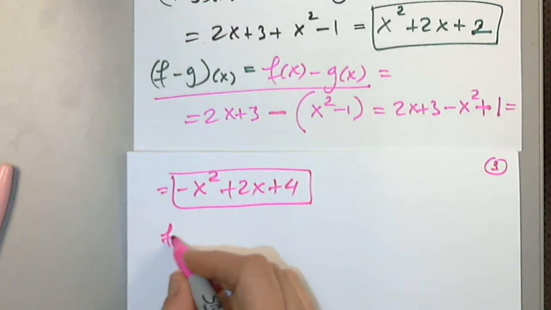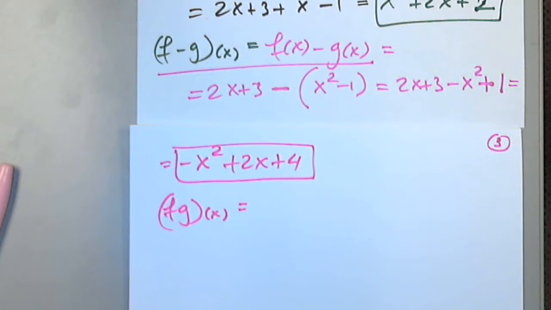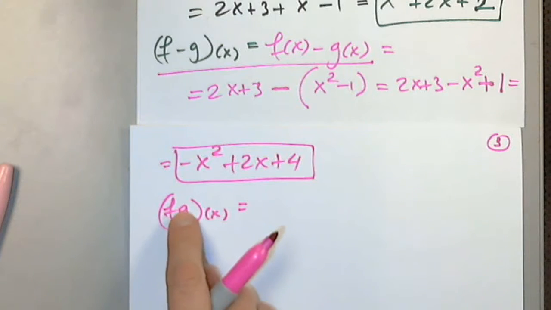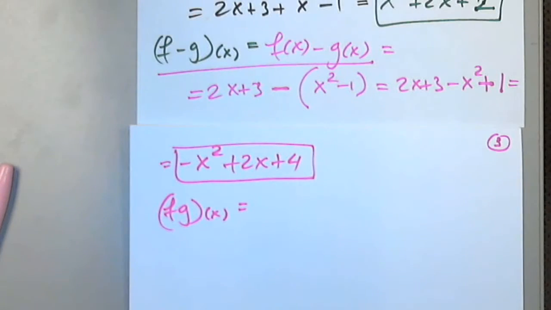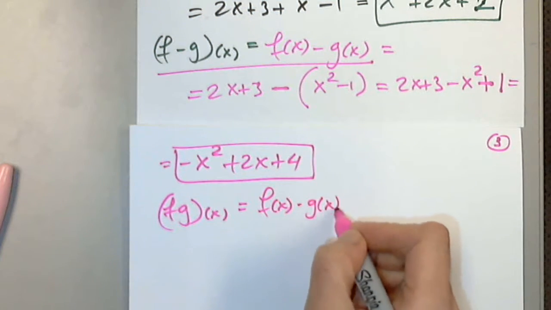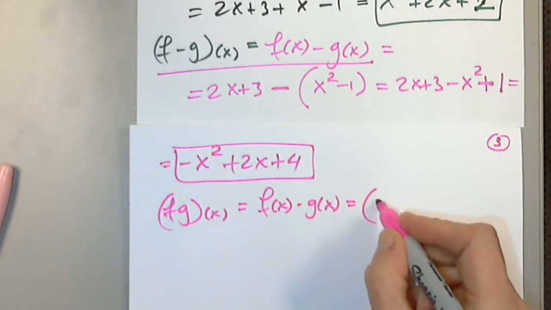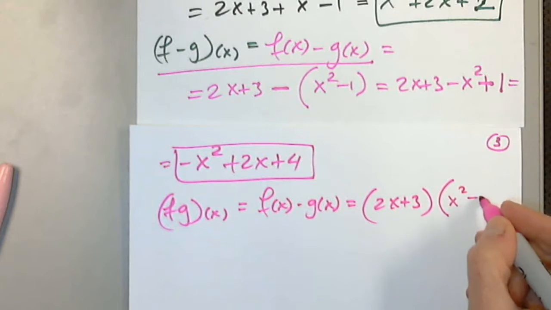Awesome. So now we are moving on to the product. How do I read the product? fg of x. Very good. f of x times g of x. I will replace f of x by 2x plus 3, and I will replace g of x by x squared minus 1.